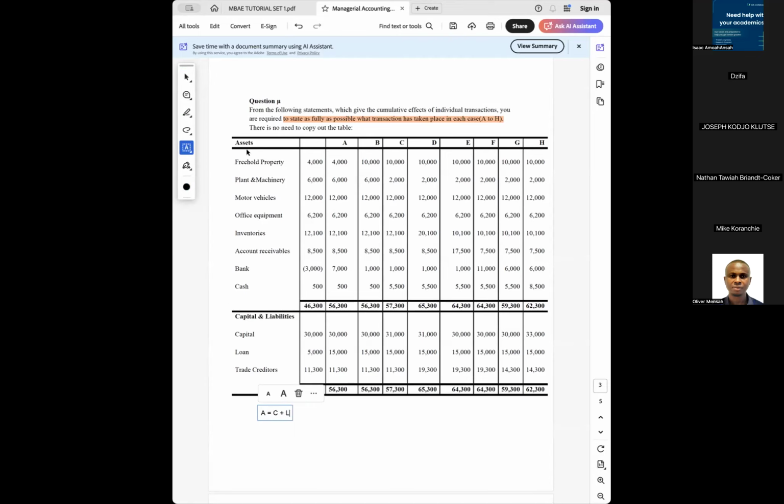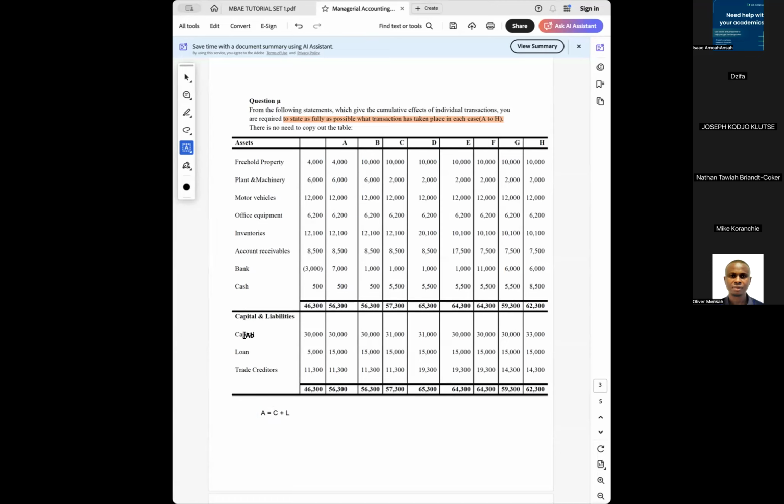So we have a list of our assets which start from freehold properties, continues with plant and machinery, motor vehicle, office equipment, inventory, accounts receivable, bank and cash. There could be some other assets, but for now, these are some examples of assets that we've got, right? Then we have capital and liability, which is the other side of the equation. And for capital, we have just one item.